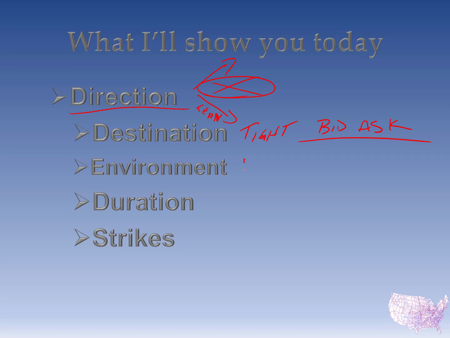The environment, we're going to be talking about volatility. All right, volatility is one of the most important aspects of any option strategy. That is the thing that really determines what our option strategy is 99% of the time.